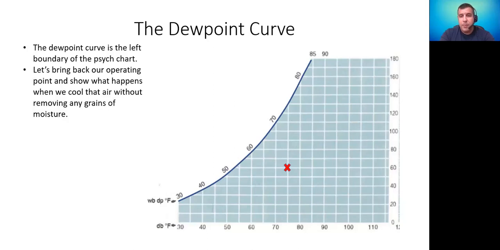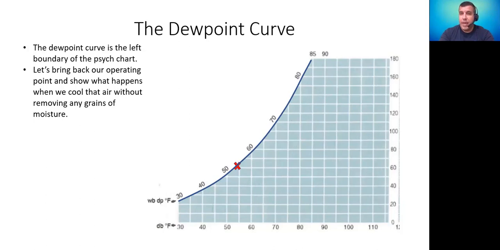So let's bring back that operating point. 75-degree dry bulb, 60 grains of moisture. There's where our X is. Now, when we start cooling air, we're taking away dry bulb temperature. So that operating point moves from right to left. It doesn't go up and down because we have not removed any moisture yet. It's just going from right to left, just like you saw that X or that operating point just do.